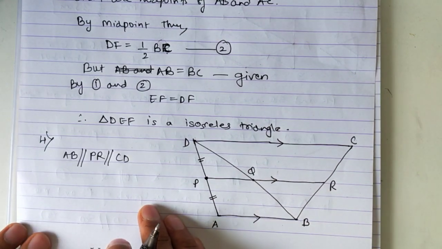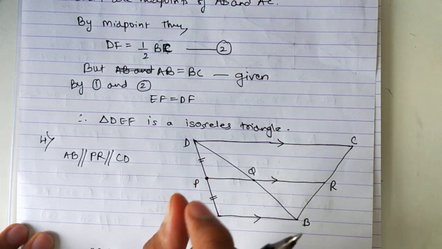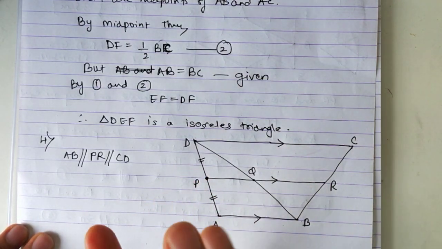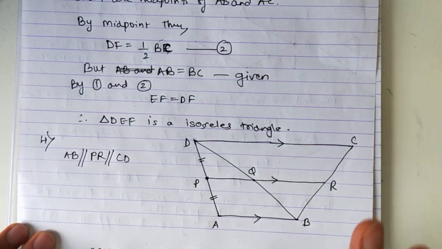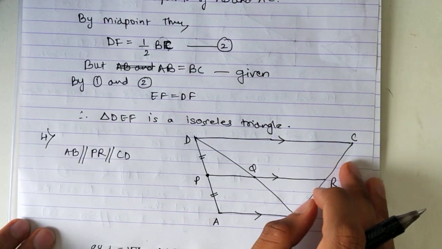Now what we have to prove is that PR is half of AB plus CD. What we have to prove, you have it. You can see in the textbook the question, what we have to prove. Let's see how to prove it.